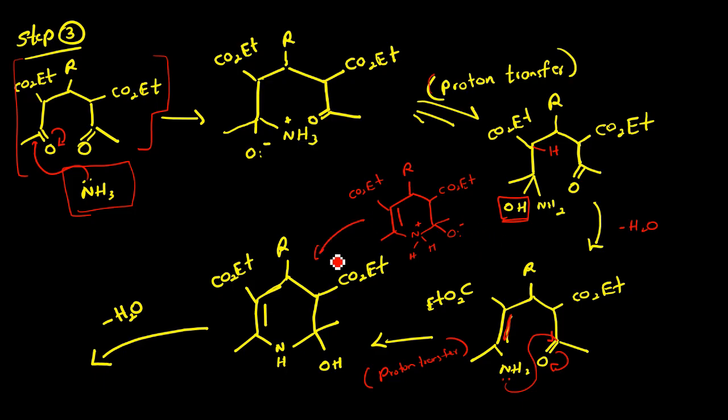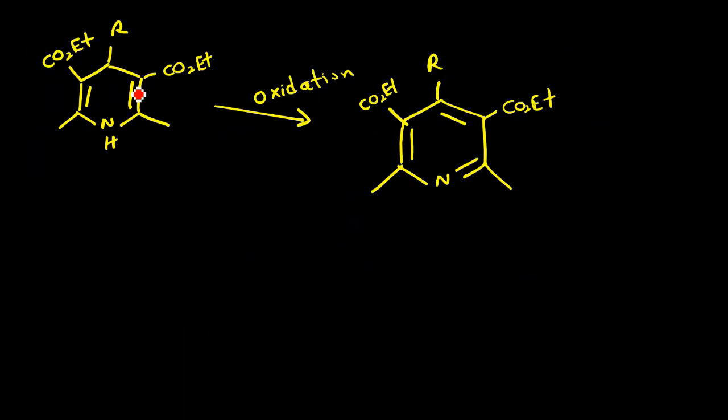So then what happens is proton transfer. One of the hydrogens on this nitrogen will transfer to this oxygen. As you can see here, we have an OH group and nitrogen has 1 hydrogen. So the charge is neutralized. And finally what happens is another dehydration, a water molecule is removed at this particular position. The OH group on this position and a hydrogen on this position will be removed together and a double bond will be formed. As a final step, oxidation will happen to complete the aromatic ring.